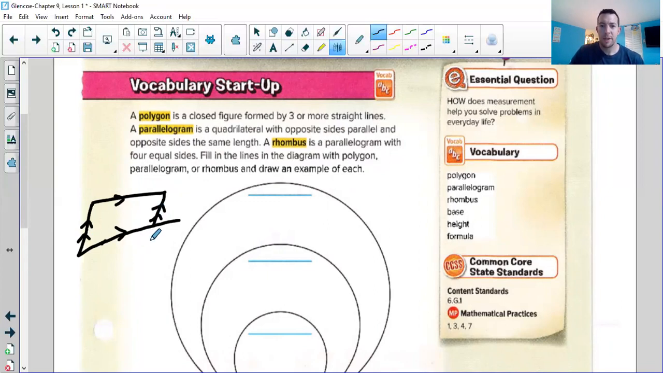A rhombus is a parallelogram with 4 equal sides. So normally we think of that kind of like a diamond. All right, and all the sides are going to be the same length.